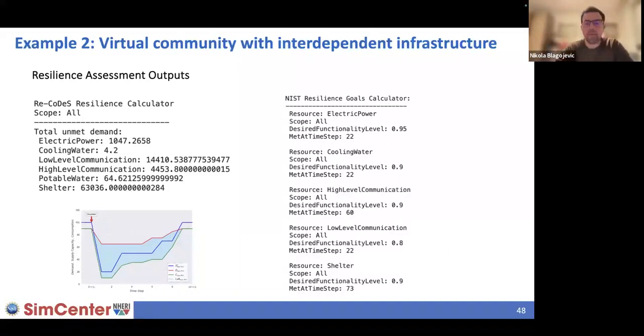power system. The other output is going to be the NIST resilience goals calculator, which tells you, for example, what was the time needed to reach this functionality level of 95% for the electric power system. In this case, it was 22 time steps or 22 days. And of course, this is equivalent for all the other resources.